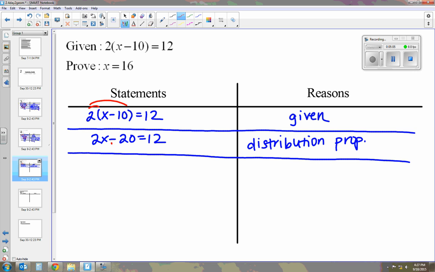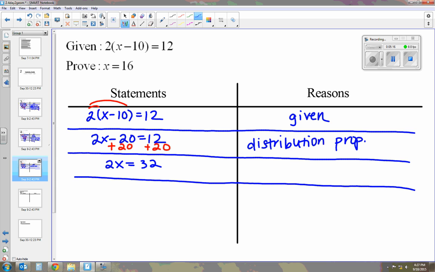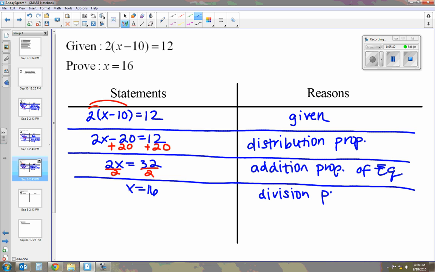Next, I'm going to add on both sides. So I'm going to have 2x equals 32, and that's our addition property of equality. And the very last piece is I'm going to divide. And x equals 16. That is our proof, so we're good to go. And our reason for that is the division property of equality.